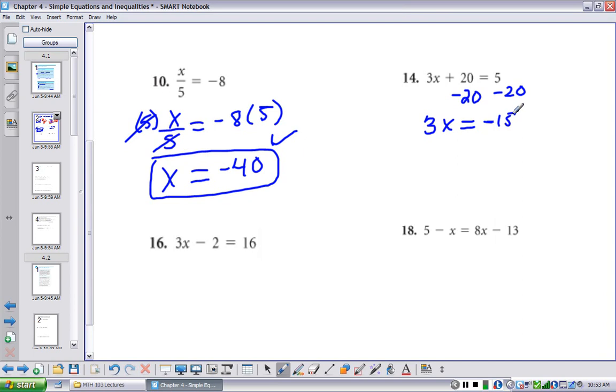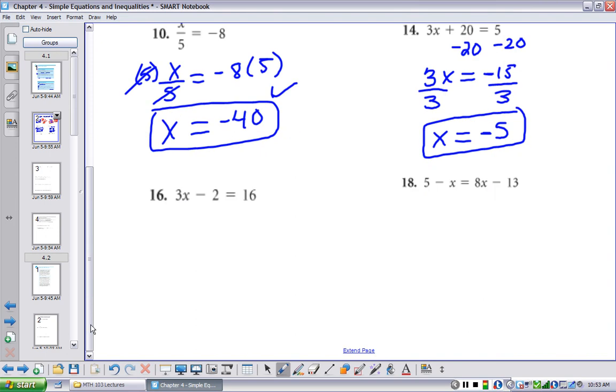And then since I have the term involving x on one side by itself, now I need to get just plain old x or 1x over there by itself. I divide by 3. X is negative 5. And if you check, 3 times negative 5 is negative 15. Negative 15 plus 20 is positive 5. So it checks.